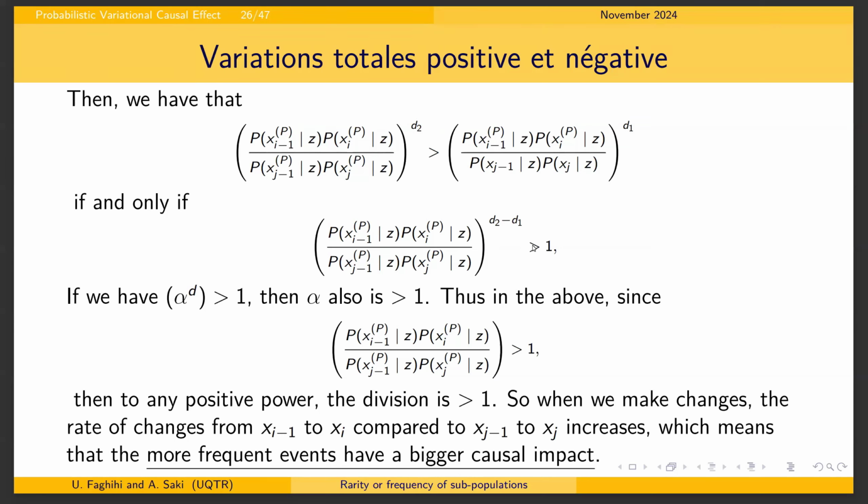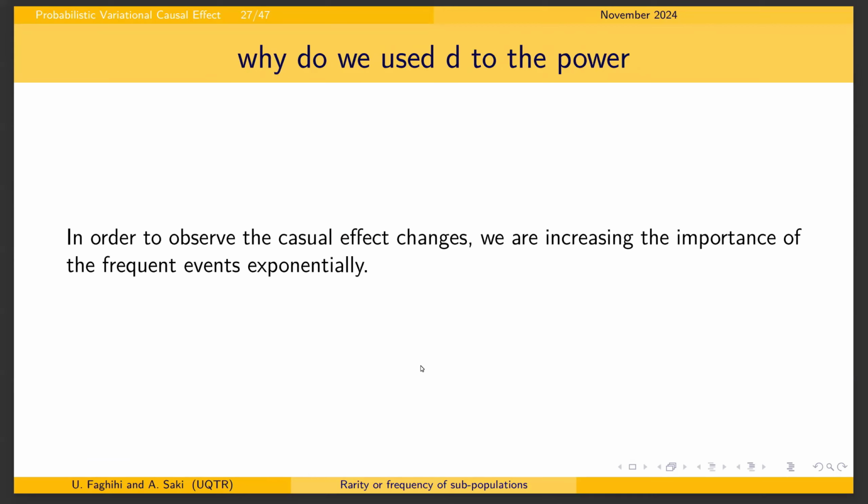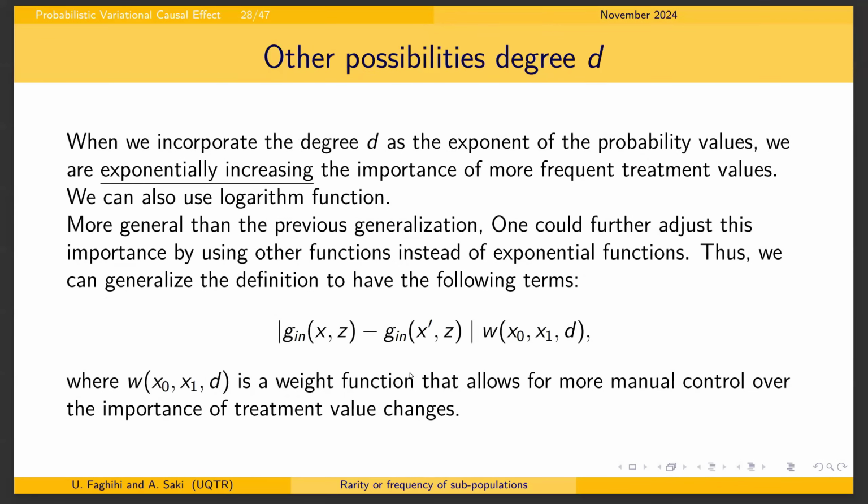We can rewrite it like this. If we have alpha to the power of D greater than 1, then alpha is greater than 1. So we can have the whole formula greater than 1. What does it say to us? It says that the more frequent the event, the bigger the causal impact can be. That can be a justification for the degree D that we added. But for the mathematical formula, I refer you to our paper, which is on arXiv.